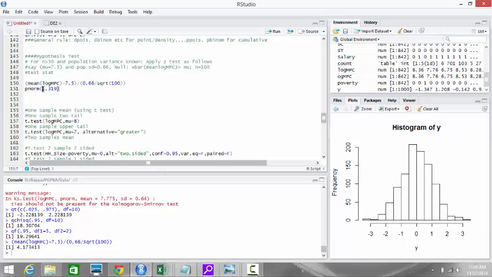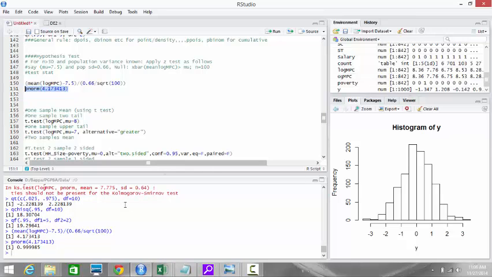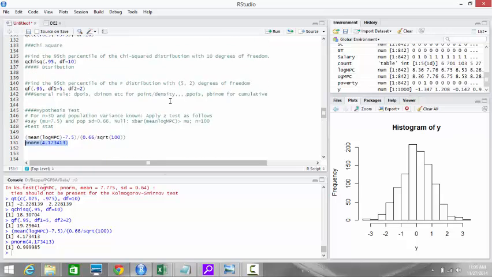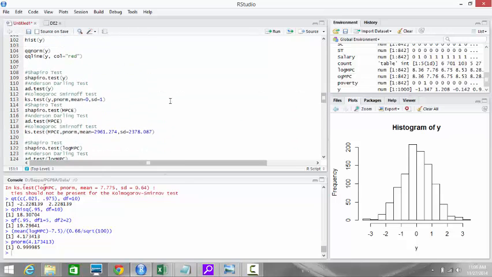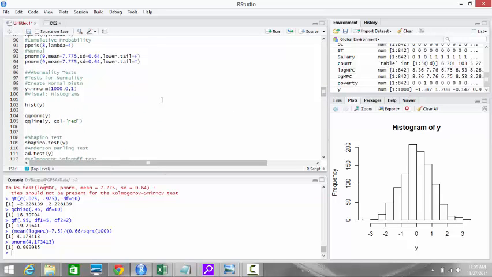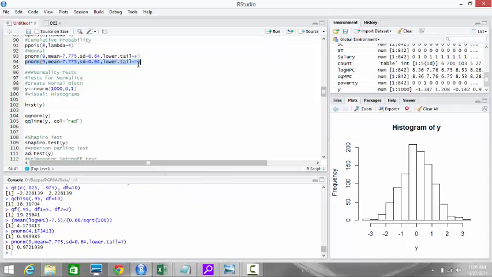4.173413, and let's look at the cumulative probability of 4.173. Let's copy this and put the cumulative value of 4.173, and if we run this, we get a value of 0.9999. And what does our p norm suggest? Let's go back to the p norm. The p norm was for when the lower tail was true.